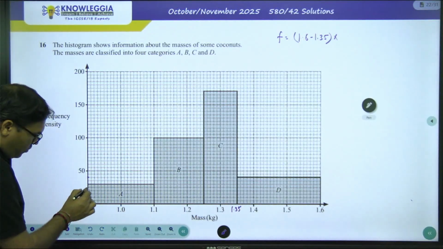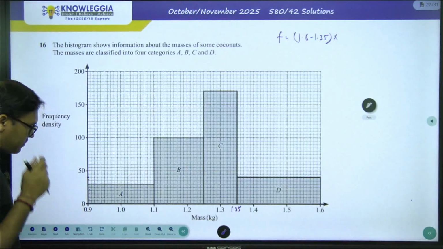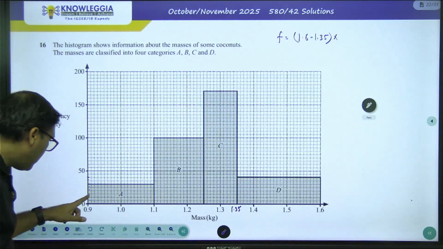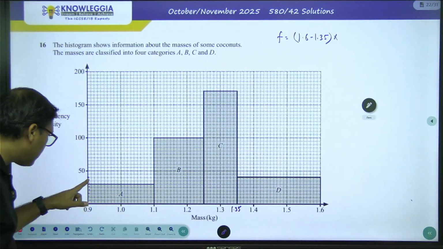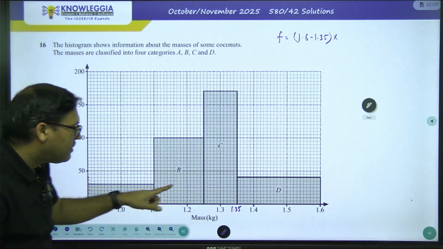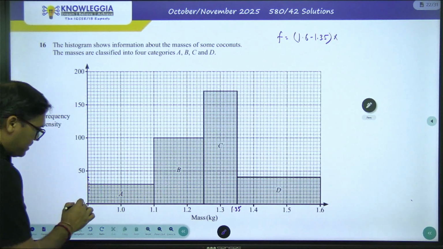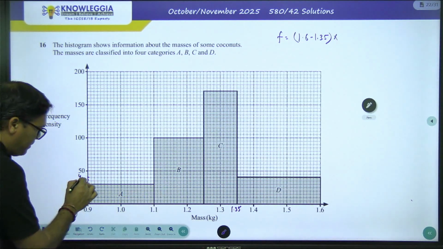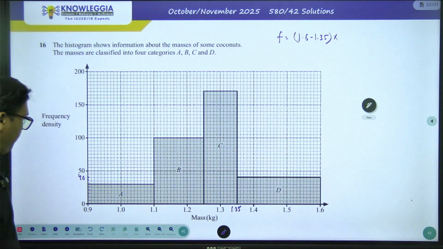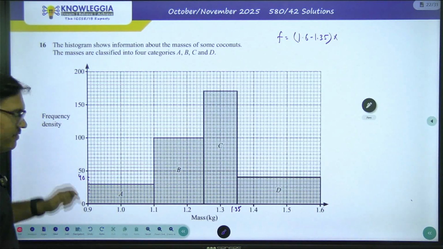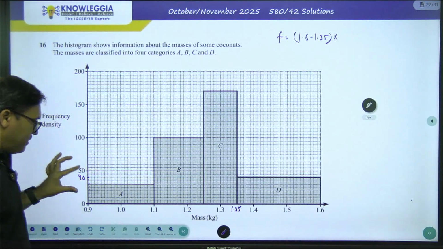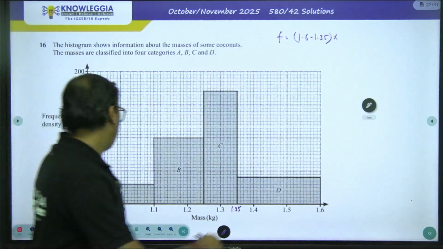1, 2, 3, 4, 5, 6, 7, 8. So 8. 1, 2, 3, 4, 5, 6, 7, 8. You can see every block is 5. So 8 into 5 is 40. So 40, 45, 50. So you have to just read the graph here. So this is into 40.